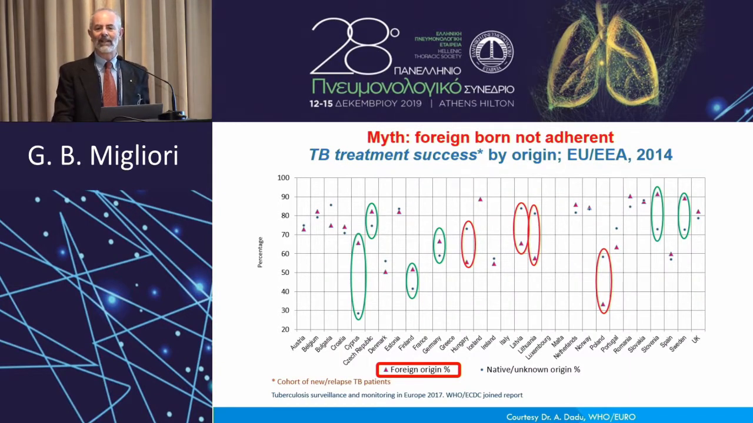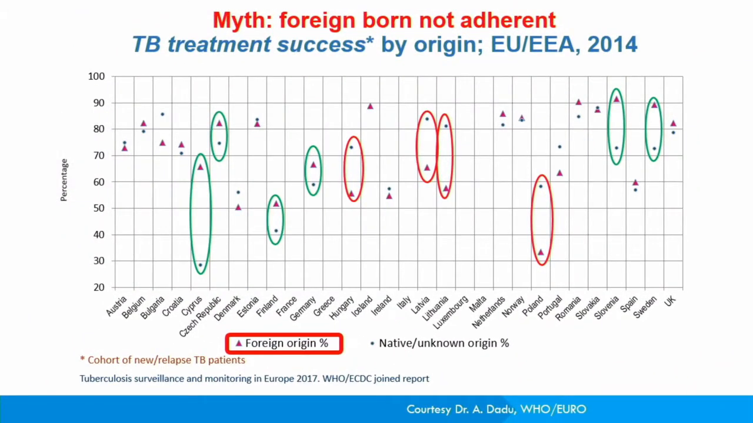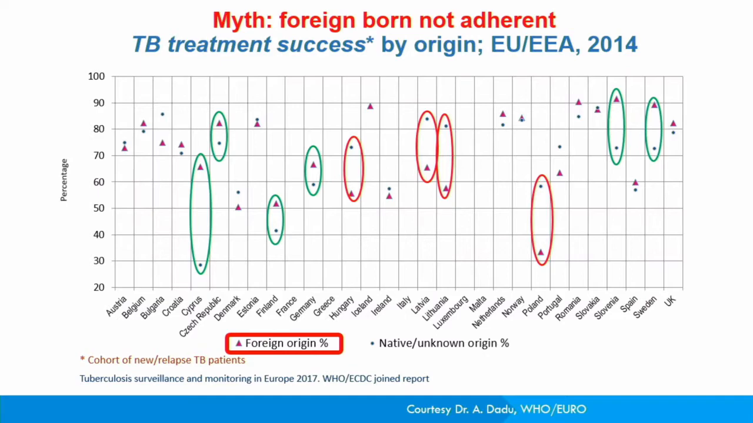Maybe you have not seen that slide. I have to thank Andrei Dado from the regional office who gave me the slide. So the triangles are the compliance, the adherence of the migrants, and those are the natives. And we see that in Cyprus, in Czech Republic, in Finland, etc., in Germany, in the green countries, the migrants do better than the natives in terms of adherence. So they are more adherent. And in the red countries, that's the opposite. This depends on the ethnicity.